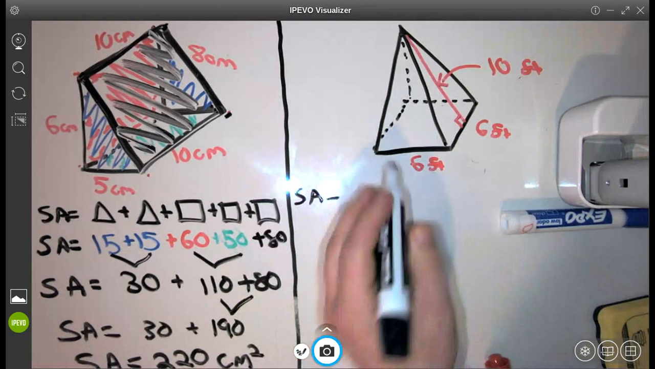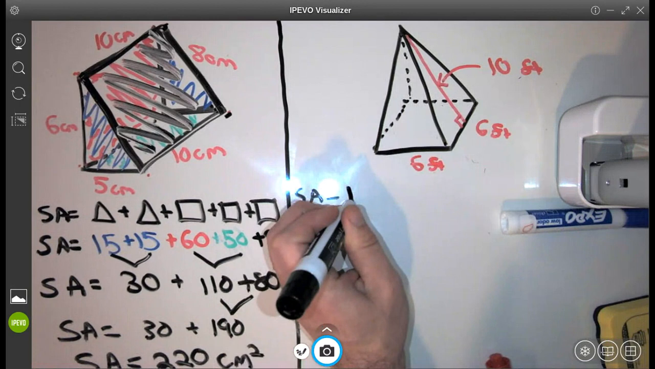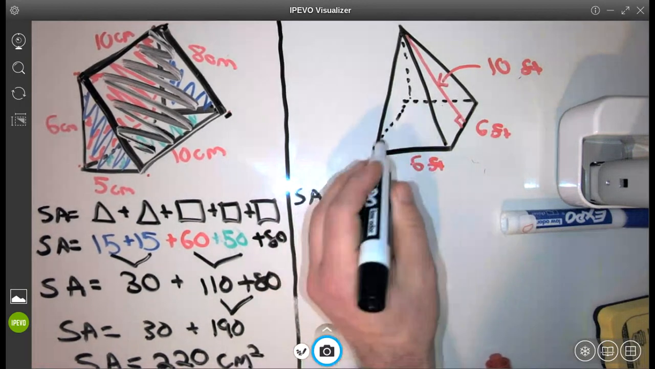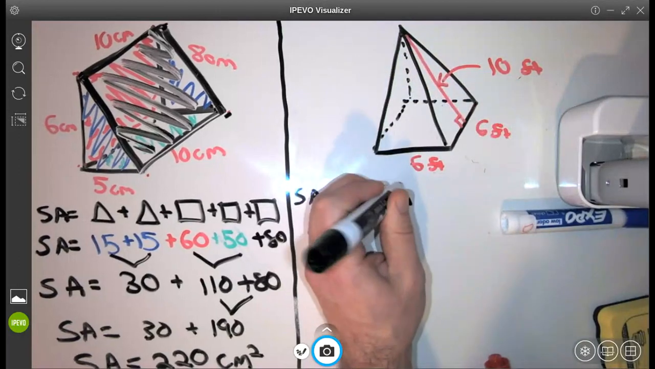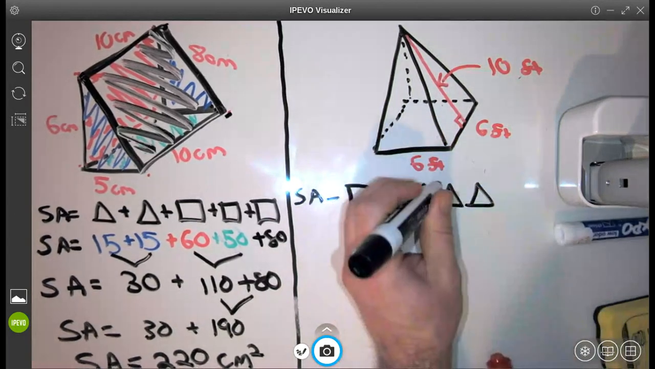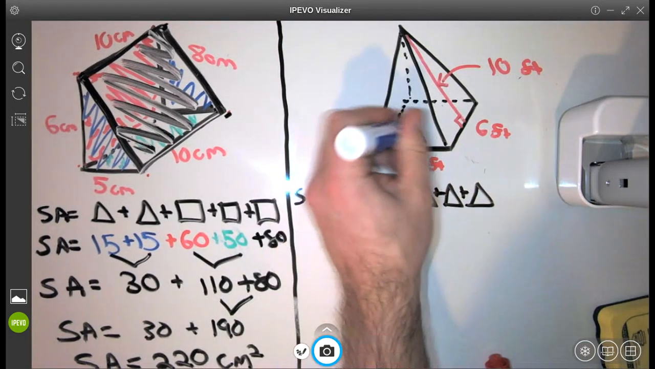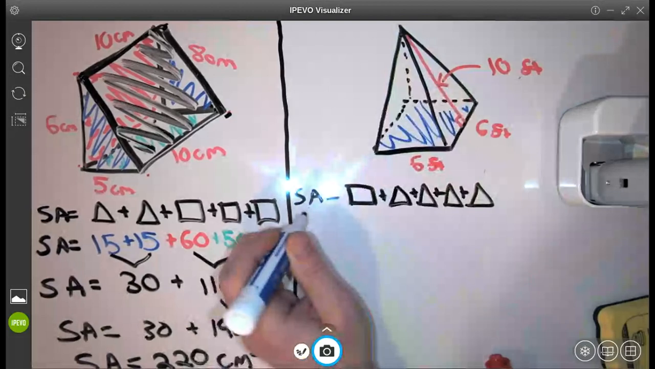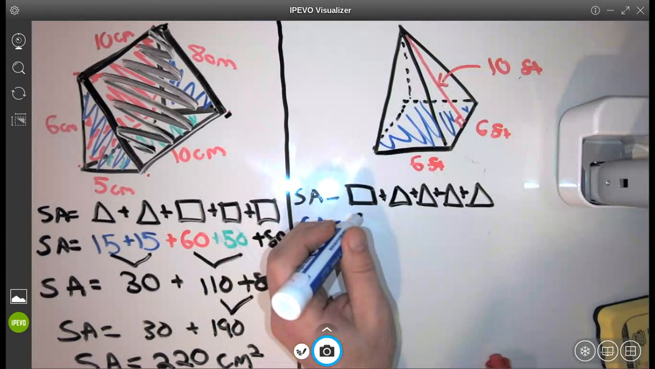So there are, well, let's just talk about the base first. So the base, length times width, right, is just a rectangle. And then plus 1, 2, 3, 4 triangles. So 1, 2, 3, 4 triangles I'm going to need to find the areas of. So let's find the area of the base first. So the area of the base is the bottom right here. So surface area equals the base, which is 6 times 6, which is 36.